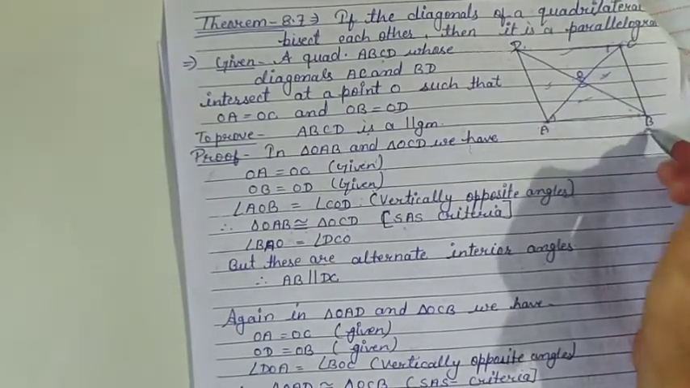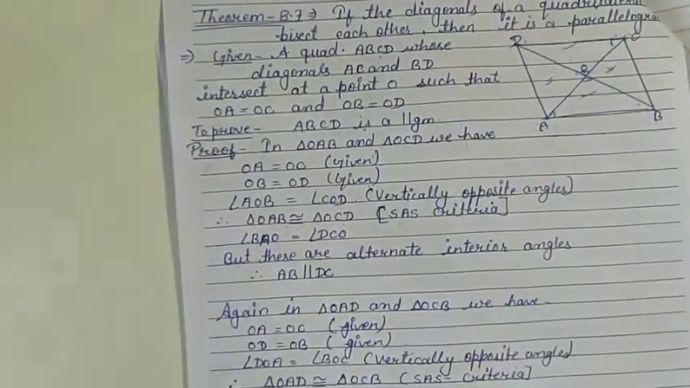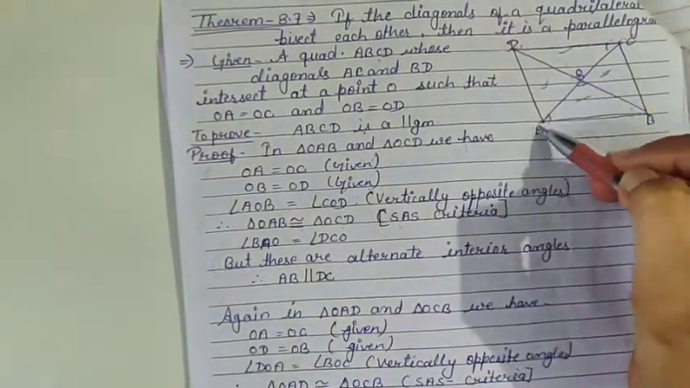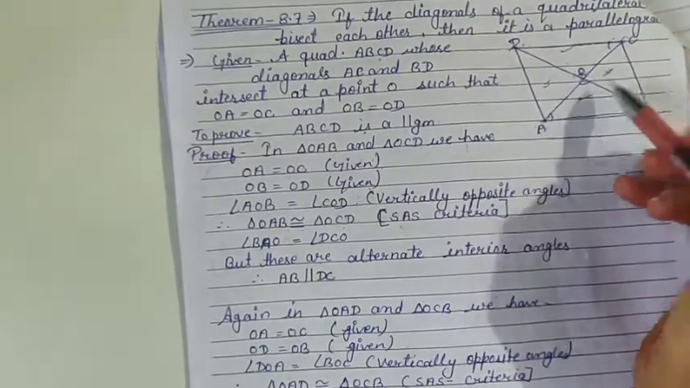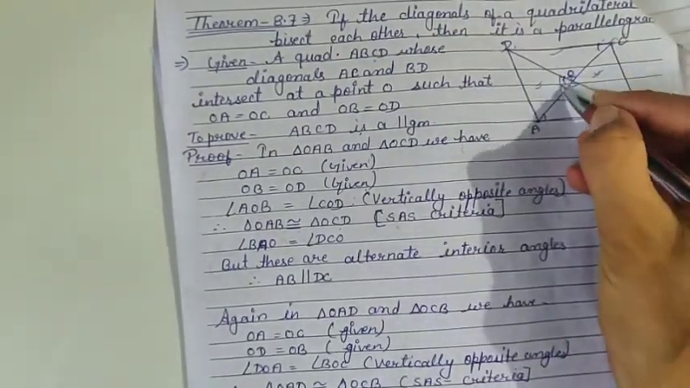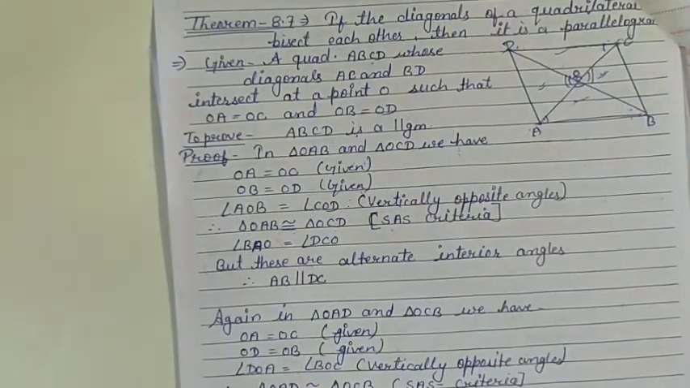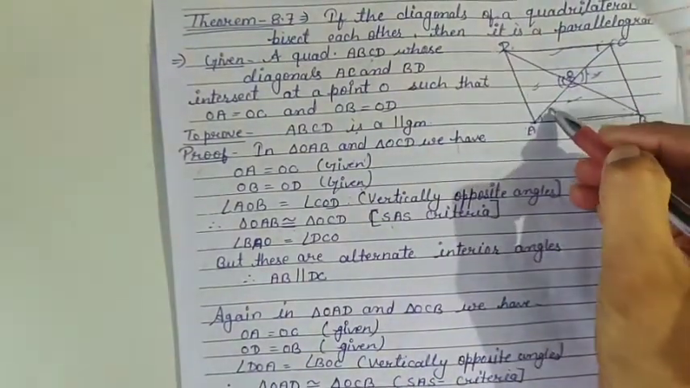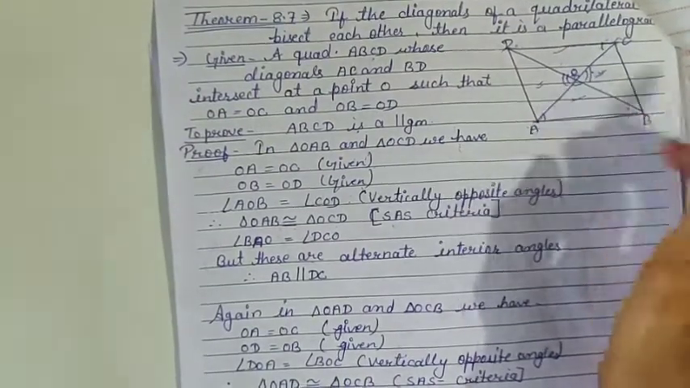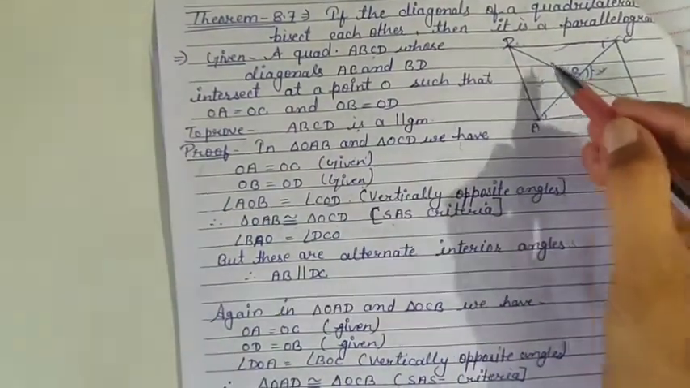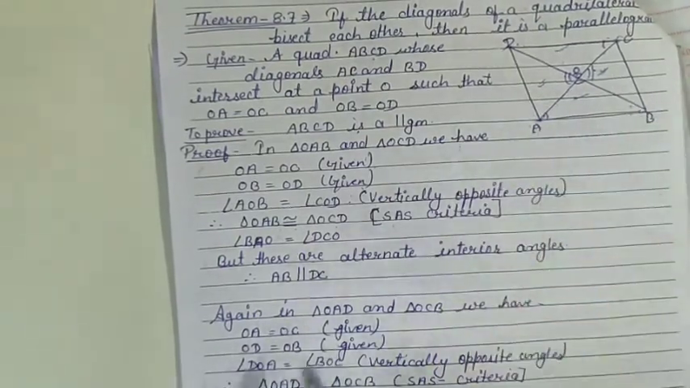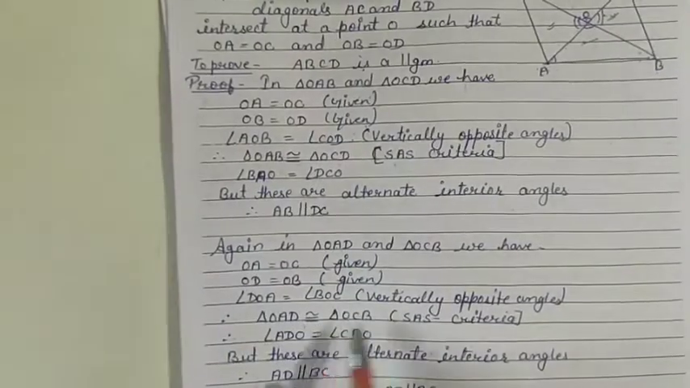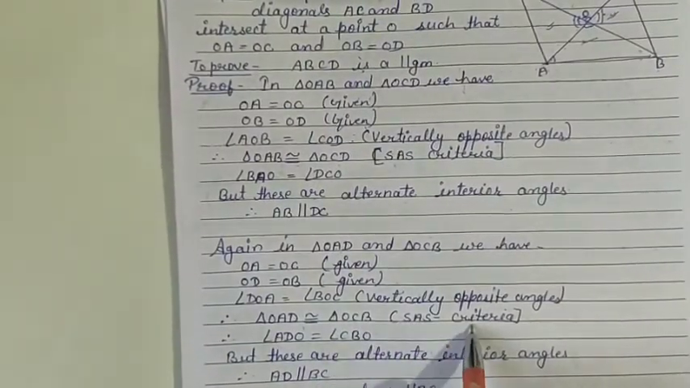triangle BOC. Now we will prove these two triangles congruent. OA equals OC, this is given, and OD equals OB, this is also given, and this angle equals this angle because these two angles are vertically opposite angles. It means two sides and their included angles are equal. So by the criteria side, angle, side, these two triangles OAD and OCB are congruent to each other by SAS criteria.